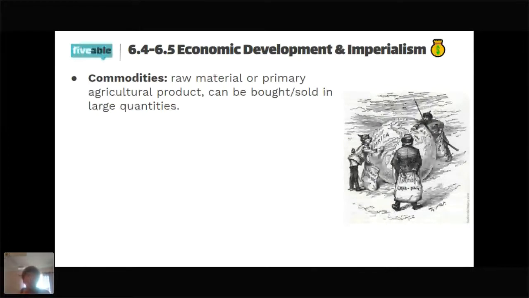So commodities. That's the keyword you want to talk about: raw materials or products that can be bought and sold in large quantities. Sounds technical, right? I'll just give examples: beef, guano, which is bad excrement, cotton, rubber. You can just say raw materials, but I like saying commodities honestly. They're the center of imperialism. The Europeans are trying to get these commodities across the world.